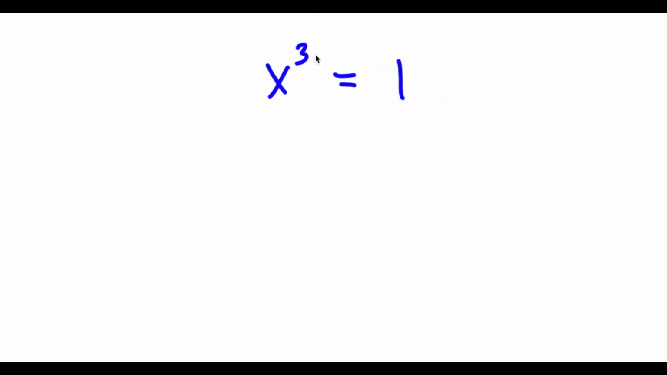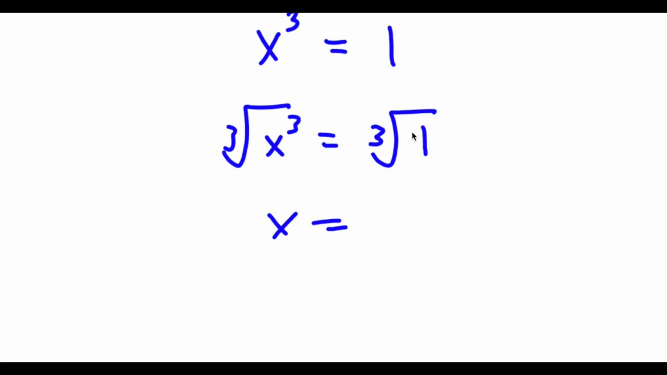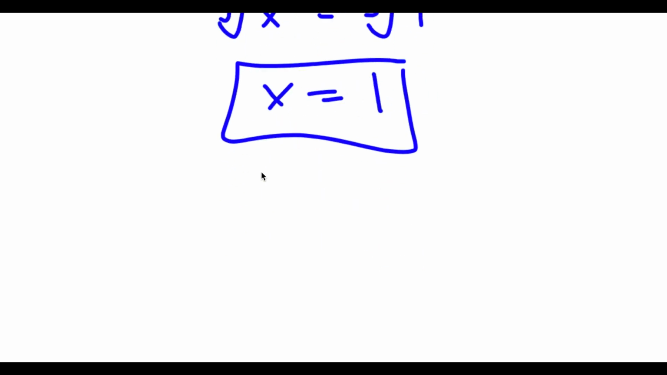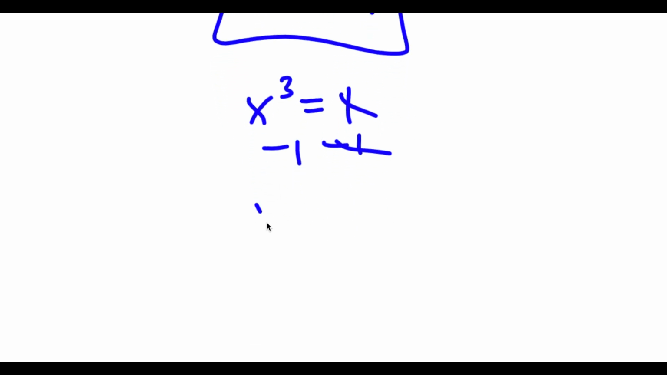Alright, so in this problem, I have x to the power of 3 equals 1. So I'm going to first start by taking the cube root on both sides. So I have the cube root of x to the power of 3, which is x, and the cube root of 1, which is simply equal to 1. So we already have one solution of x. Now, I'm going to get more solutions. So this time I'm actually going to subtract 1 on both sides.